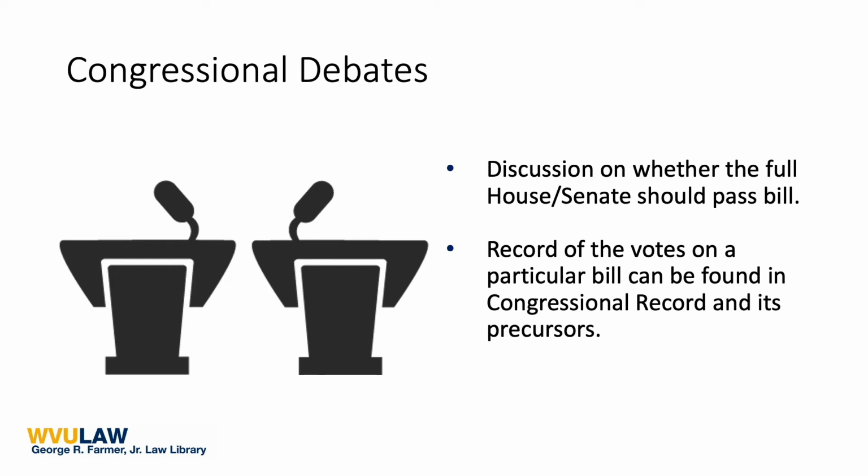Floor debates on a pending bill may occur at almost any stage in the legislative process, but typically take place after a bill is reported out of committee. Amendments may be proposed, discussed, accepted, or defeated, arguments for or against passage are made, and explanations of some unclear or controversial provisions are offered. Records of congressional debates are published in the Congressional Record.